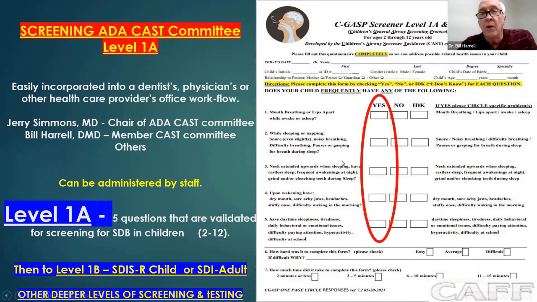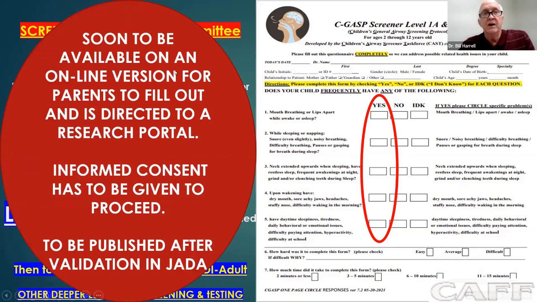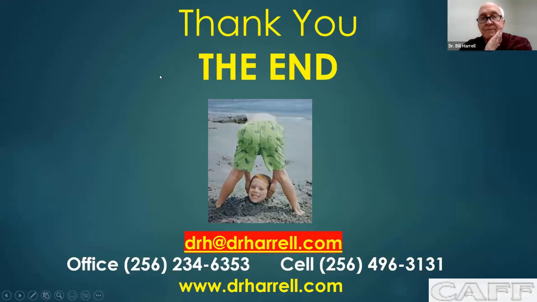So any yes answer elicits further information. And soon there'll be an online version that parents can fill out online in a research portal. Wouldn't it be great if they also had something like a PNIF? You could send them a PNIF or something like that for them to use and bring back in. So that's kind of the things that we're looking at now.